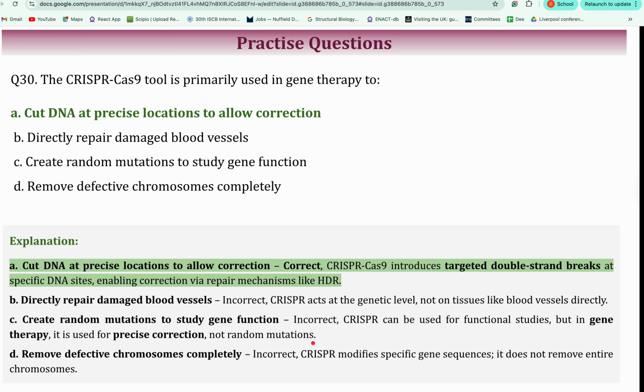It is not random. Option D was to remove defective chromosomes completely. This is incorrect because we are not removing or doing something at the larger level. This modifies specific gene sequences but does not remove the entire chromosome. We can change some genes, but we cannot delete the entire chromosome or remove it completely. So the right answer is option A.